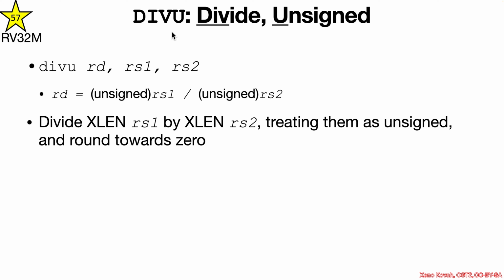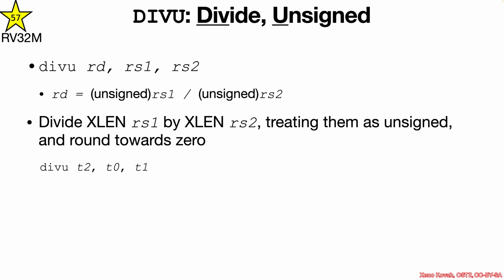Okay, then we have divu, divide unsigned. So it's going to treat the operands, source 1 and source 2, as unsigned. It's going to divide, and it's going to round towards 0. So remember that when you're doing integer division in C, you can't get a floating point result. You can't get something with decimal places and stuff like that. So it's basically going to say how many times does rs2 go into rs1 evenly, and then have the remainder stored elsewhere.